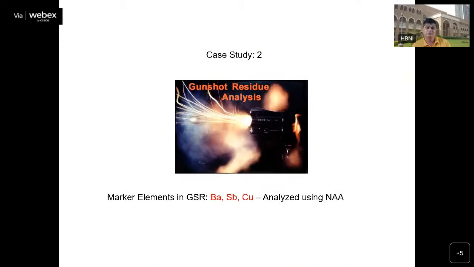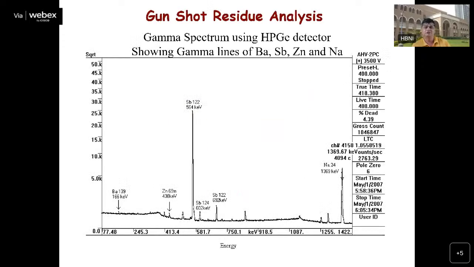These are already spoken about, this analysis of the gunshot, where we look at barium, antimony, and copper. This will tell you whether the gunshot has been fired from a long distance or a short distance. This is how the spectra of the gunshot look, from the HPGe detectors.